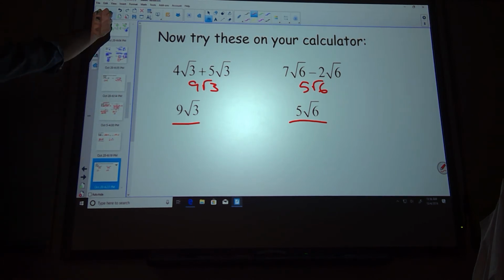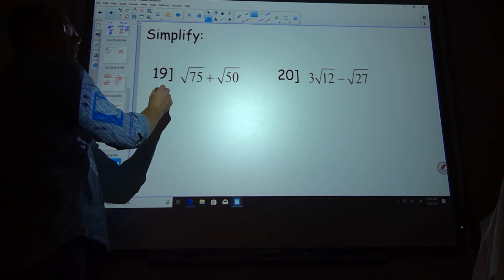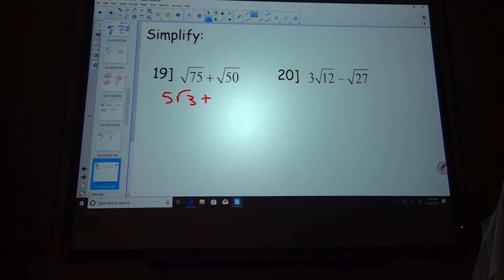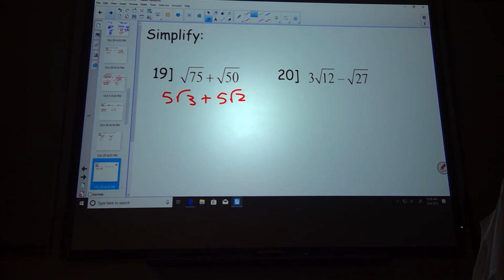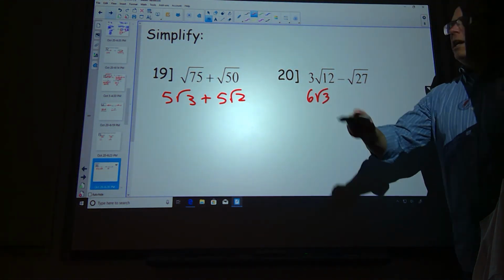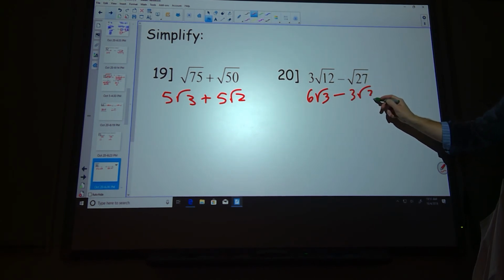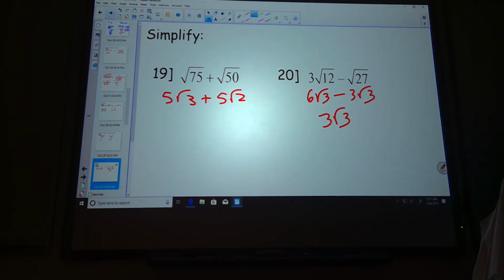Yeah. All right, root 75 is the same thing as 25 times 3, so that's 5 root 3, plus square root of 50 is 25 times 2, which is 5 root 2. You cannot go any further than that, because the roots are different. 12 breaks down to 2 squared times 3, so that's going to be 6 root 3. Minus 27 is 9 times 3, which is 3 root 3. I can indeed subtract those because you have the same radicals. Okay?